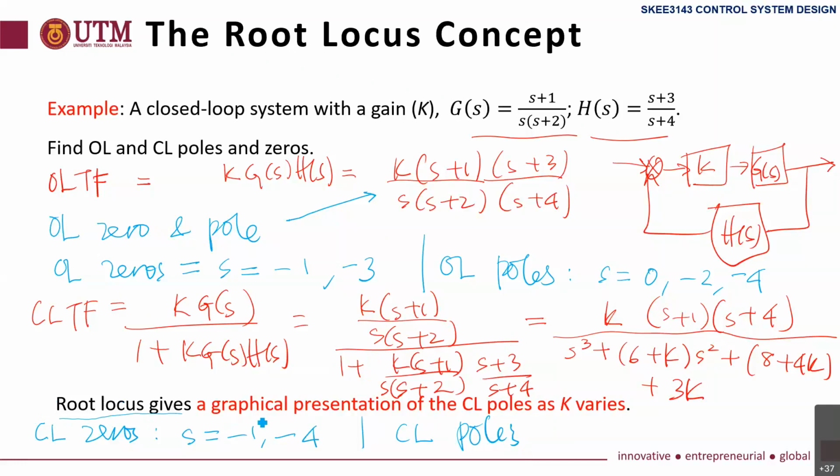And that's why we need root locus. Root locus gives a graphical representation of the closed loop poles as K varies. We want to see what happens to the closed loop poles when K changes from 0 to infinity.